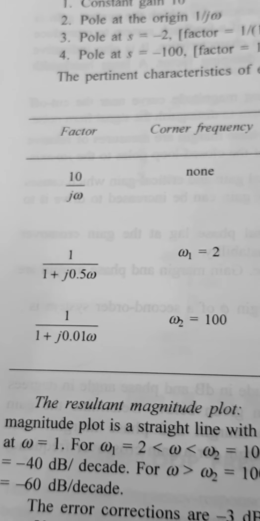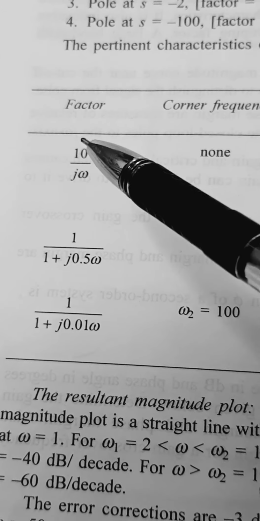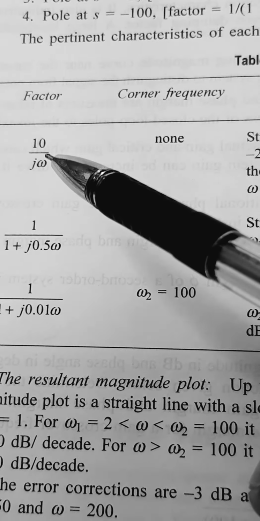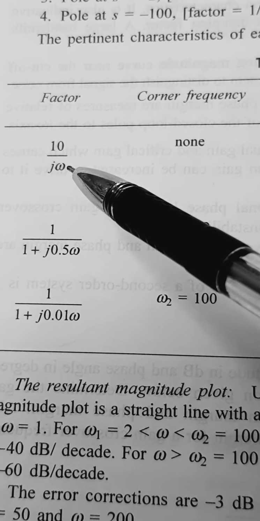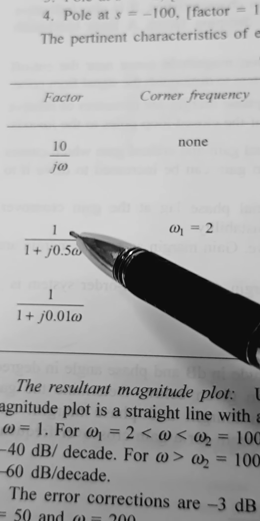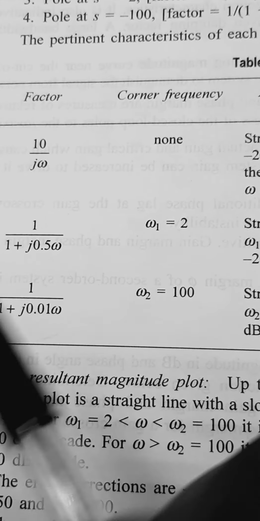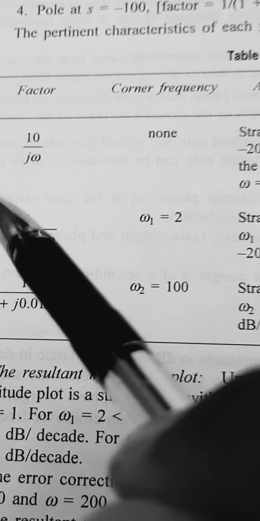So now, if you are having a j omega term instead of 1 by j omega, you will get a slope of plus 20 dB. Whenever j omega or 1 plus j omega terms come as a denominator term, in all cases there will be a slope of minus 20.